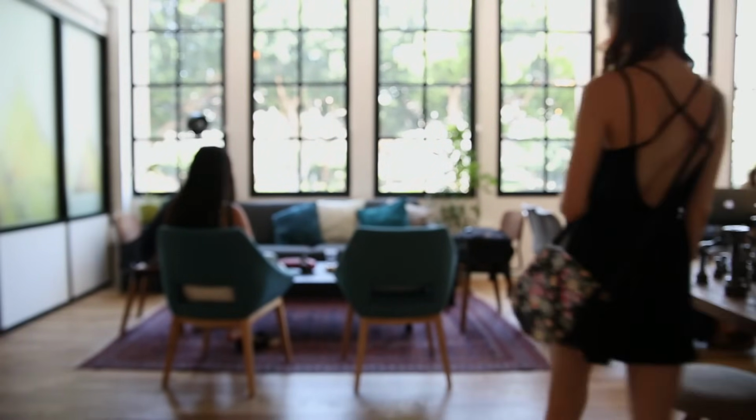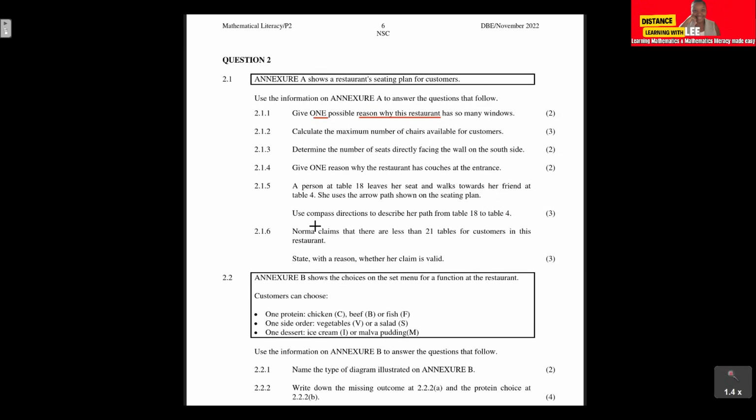Maybe that restaurant wants to let fresh air in. So you'll find that maybe it has a lot of windows for ventilation purposes. Or you'll find that the restaurant has a lot of windows to let natural light in, right? Or you'll find that the restaurant has a lot of windows because maybe it's situated in a place that has amazing views, so to ensure that the customers enjoy those views.